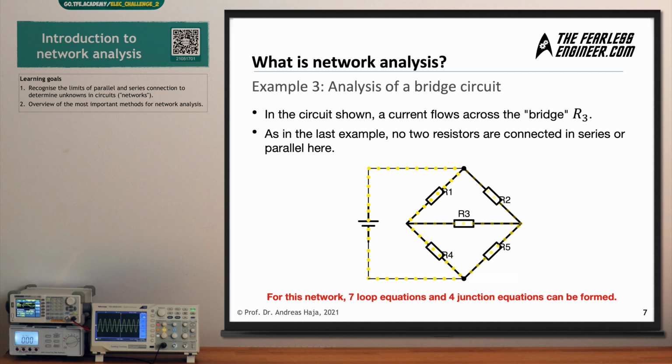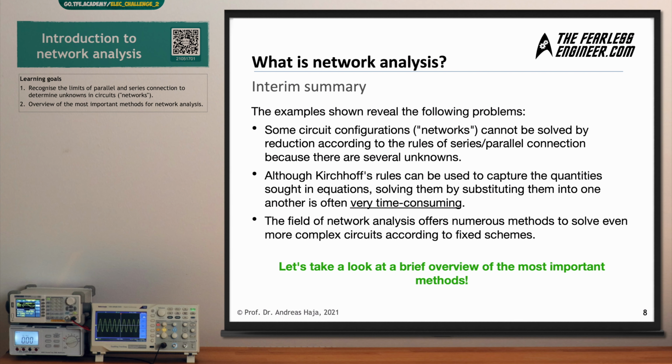So if we applied the same rules as before, this would really take us a long time to solve this network here. For the last network, maybe 5 minutes. For this network here, I'm sure at least 15 minutes, if not longer. So it's very impractical to use the tools we have learned so far to solve such a network here. Let's perform a little interim summary before we move on to the formal methods of network analysis, which we will talk about briefly in this introductory video here.